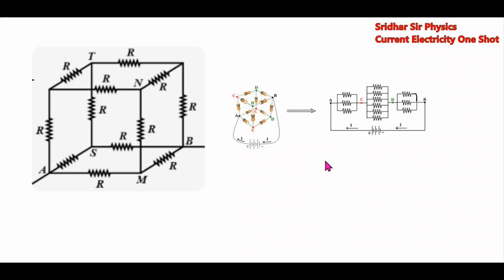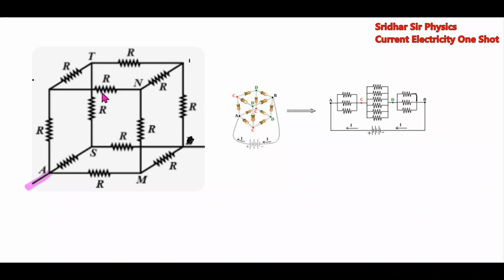We take the next one. This is about the cube. We have to calculate the effective resistance across A and B. So where is A? A is here, and B is here. We have to calculate effective resistance. The current here... Effective resistance R_AB it should be.